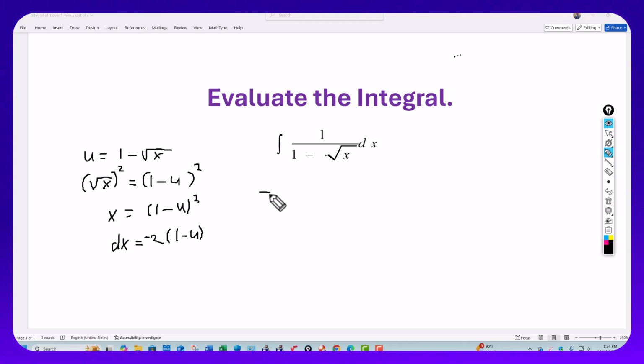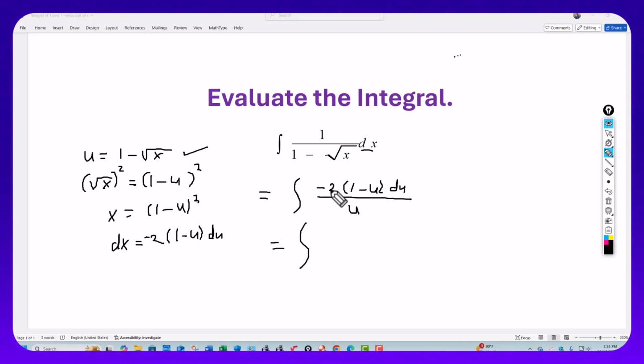Now we want to transform the integral into one involving the variable u. Again, we don't want any x's involved. Square root of x is not allowed. dx is not allowed. So I've got the integral here, and the dx is going to be replaced by minus 2 times 1 minus u, and I do have the du here. And then 1 minus the square root of x over here, that's your u.